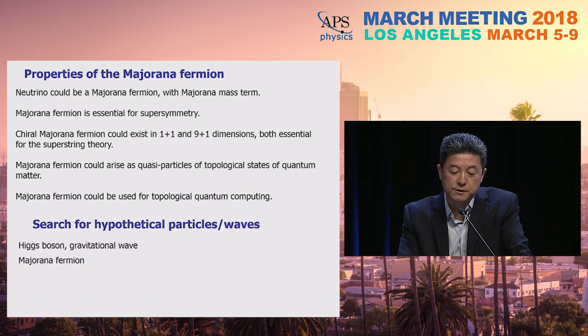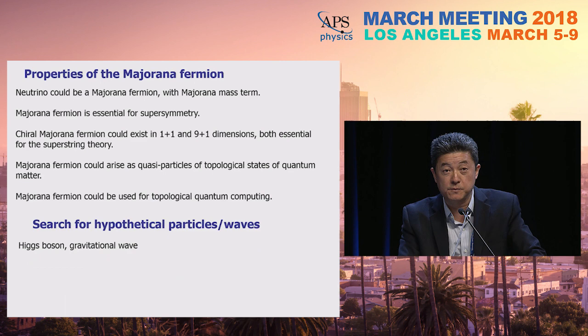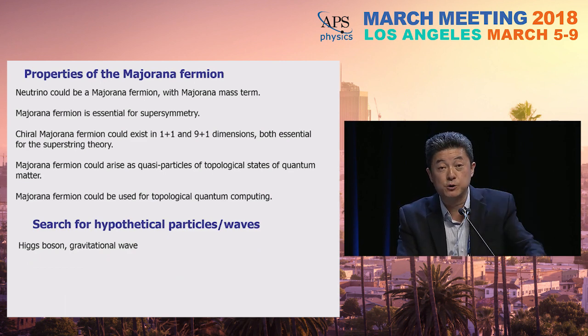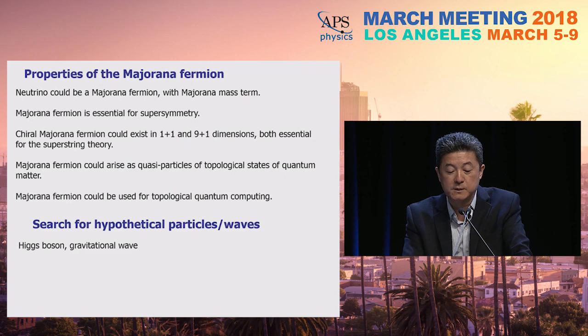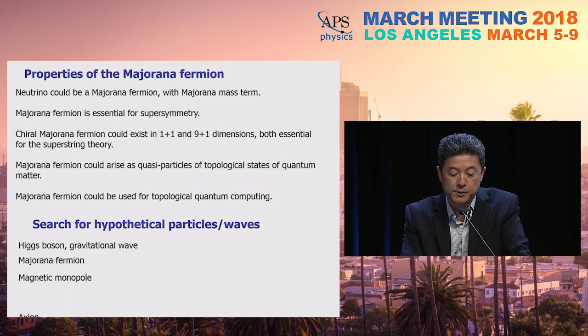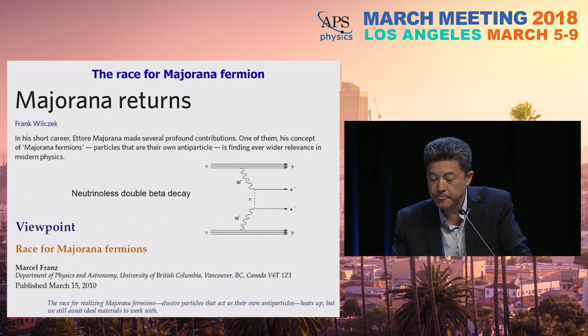So in the previous talk, you heard about the search. Fundamental physics is maybe majority of it focused on searching for missing particles: Higgs bosons, gravitational waves, which you heard from the previous talk. Certainly Majorana fermion is on everybody's list, along with magnetic monopoles, axions, and dark matter particles. So today I will tell you about the experimental evidence for Majorana fermion.